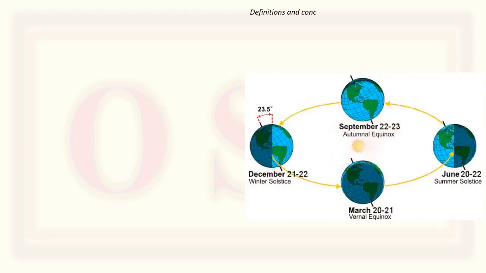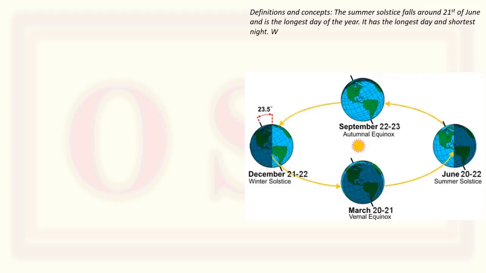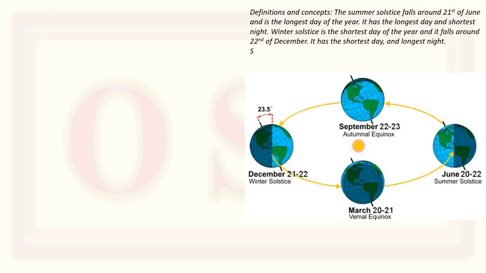Definitions and concepts. Please look at the picture. Now the summer solstice falls around 21st of June and is the longest day of the year. It has the longest day and shortest night. Winter solstice is the shortest day of the year and it falls around 22nd of December. It has the shortest day and longest night. So sunrise and sunset timings change every day. Okay guys? Now coming back to the chapter.